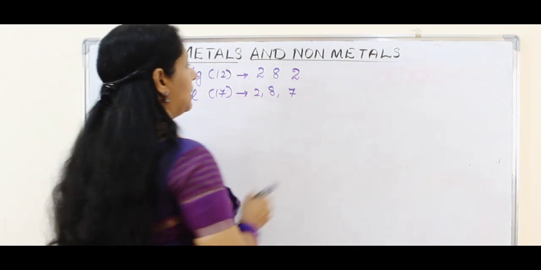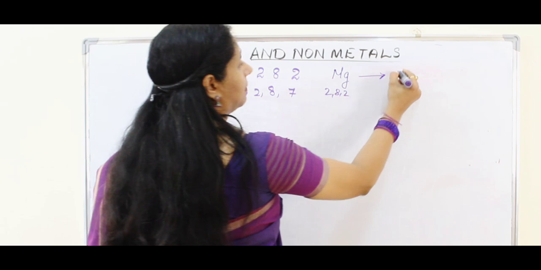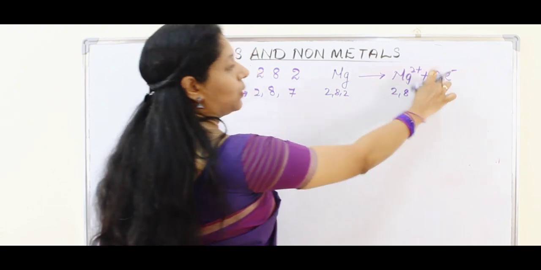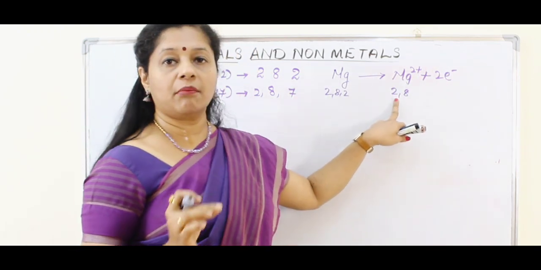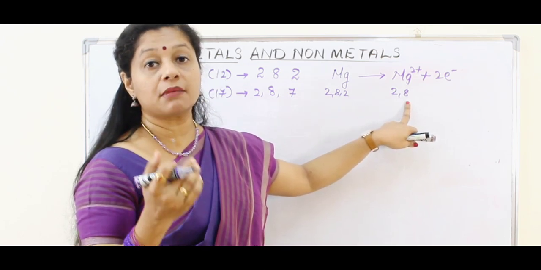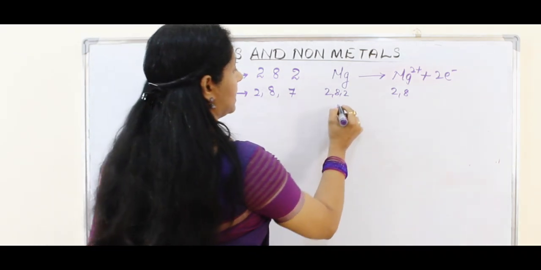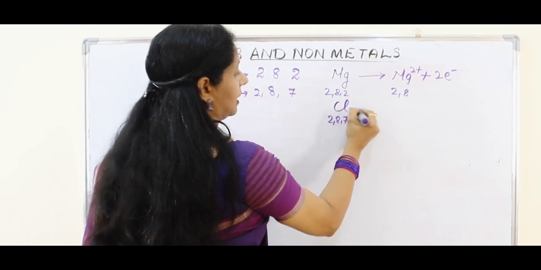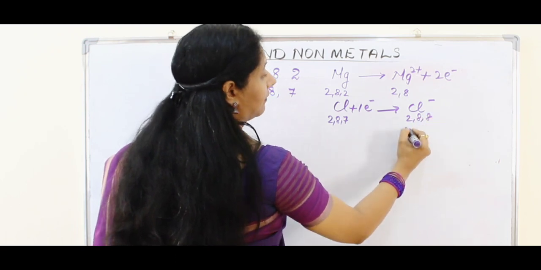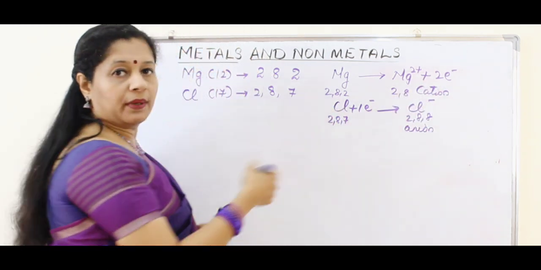So here we will see magnesium 2, 8, 2 becomes Mg2 plus 2, 8. Since 2 electrons are lost, now the total number of electrons become 10, whereas the number of protons are still 12. So the net charge is plus 2. That's why it became a divalent cation. Whereas chlorine, 2, 8, 7 plus 1 electron, will become Cl minus 2, 8, 8, which is an anion. This is cation. Okay, now we'll see how it is forming the molecule.